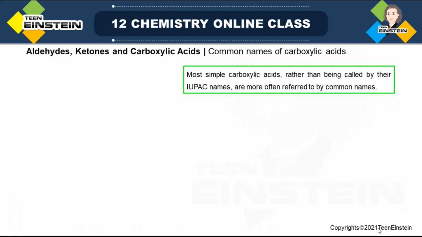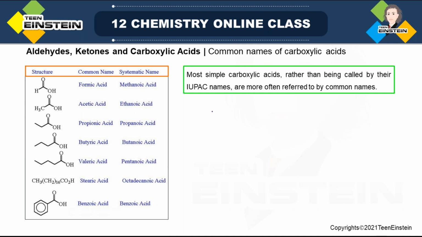Now what about common names? Sometimes if it is a very simple carboxylic acid, then we use common names. And sometimes common names are derived from their occurrence. For example, you have seen the names lactic acid, citric acid. These common names are basically related to their occurrence. For example, citric acid is found in citrus fruit. So the name is citric acid.